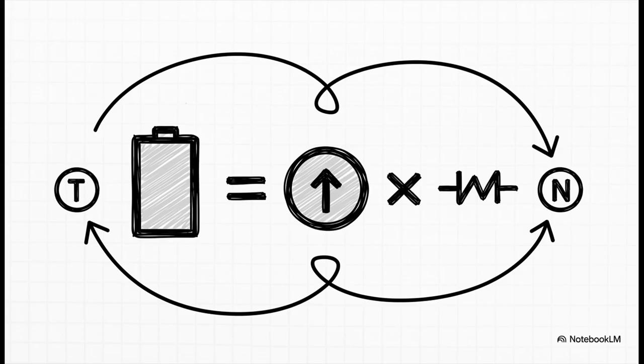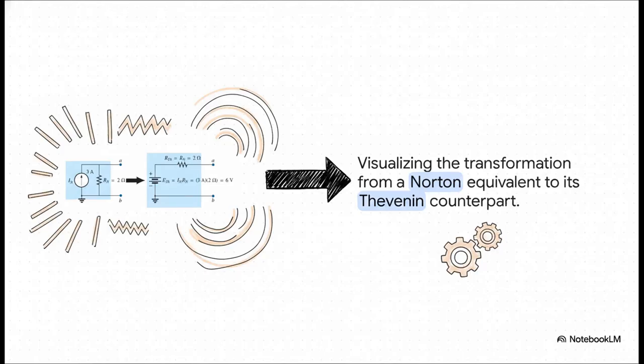It's the bridge. And look, it's just Ohm's law. The Thevenin voltage is just the Norton current multiplied by that equivalent resistance. So for our example, 3 amps times 2 ohms, that gives us a VThev of 6 volts. It is really that simple to hop from one to the other. And there you have it. This is the power of source transformation in action.